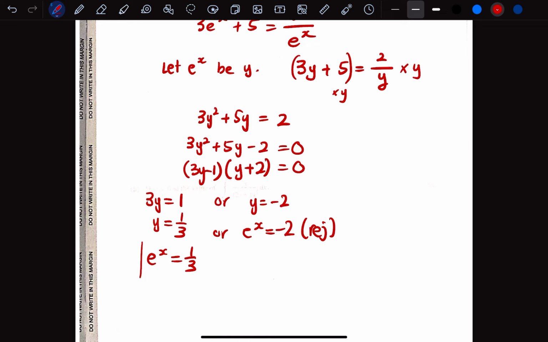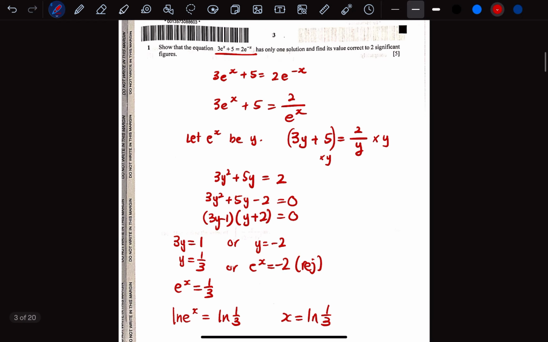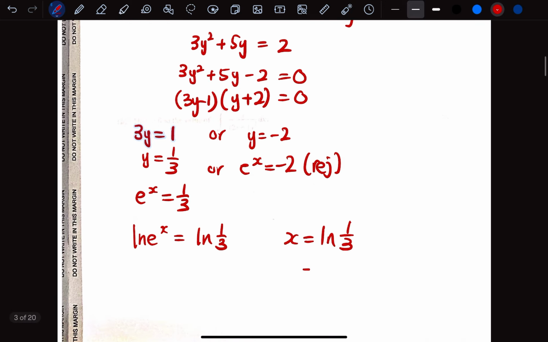As for the other side, we are able to solve this, right? We just need to ln both sides. And you get ln e to the power of x. Bring the x down, your answer would be ln 1 over 3. Right? Let's see what the question wants you to give your answer to. Two significant figures. So you just press this in your calculator, ln 1 over 3, of which you will get negative 1.098. Round this off to two significant figures, I get my answer to be negative 1.1.